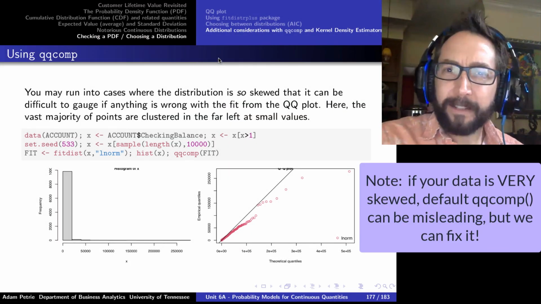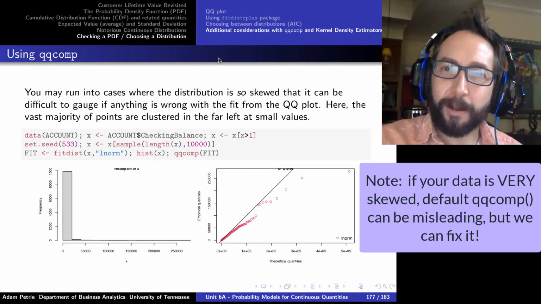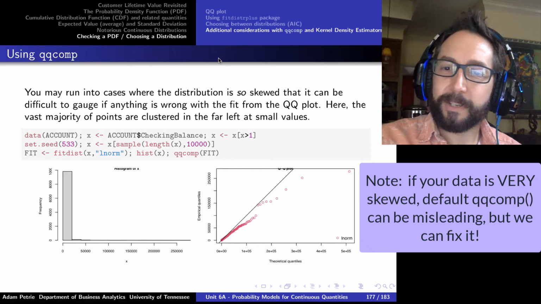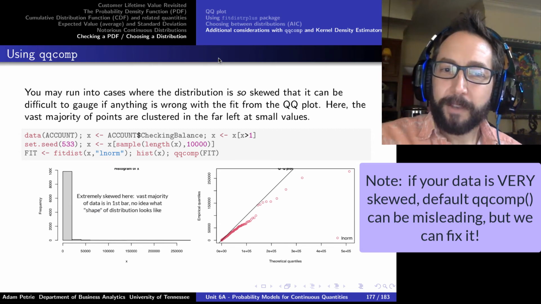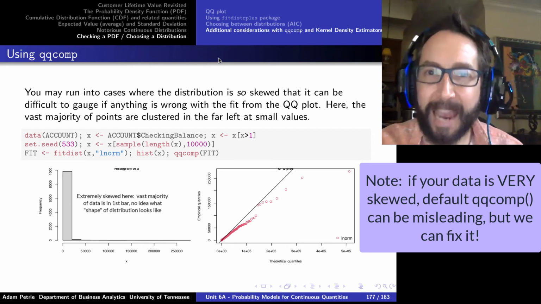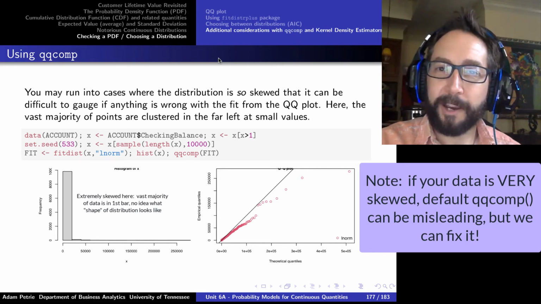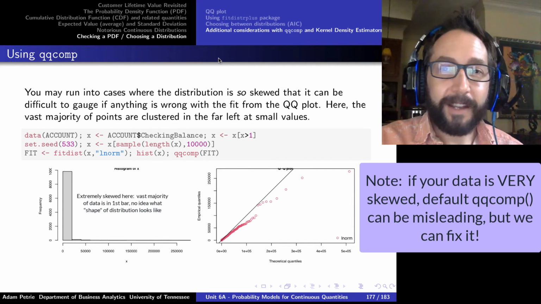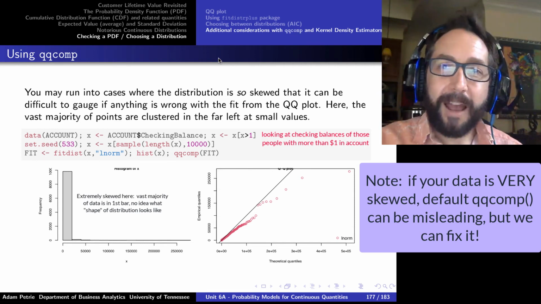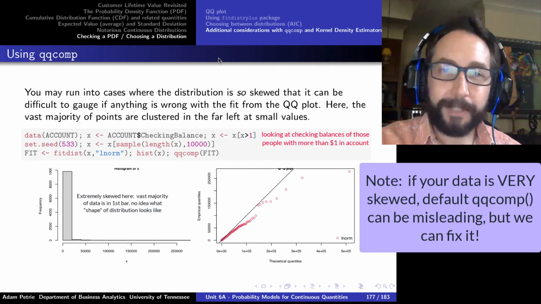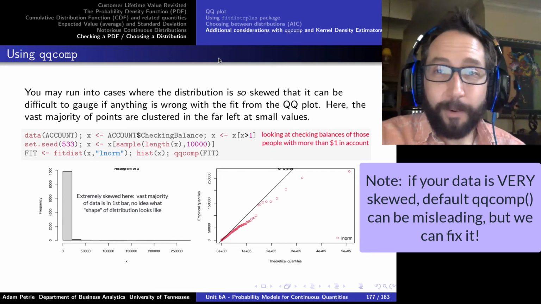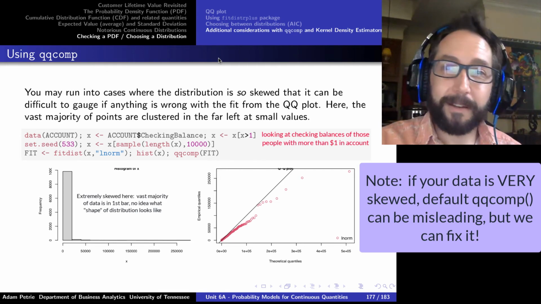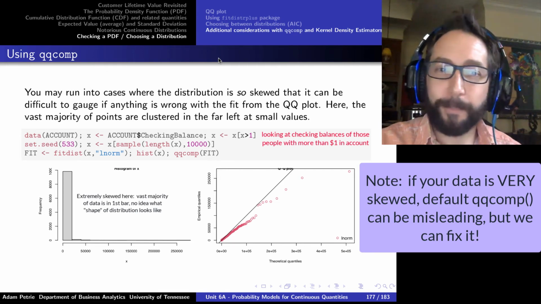All right, one little twist with using qqcomp that you want to be aware of is when you're dealing with very skewed distributions. One example is in the account dataset in the reg class library. If you look at a histogram of the amounts that people have in their checking balances, you see that the vast majority of people have checking account balances that are relatively small. There's a few outliers, so it's kind of hard to tell what the shape of the distribution is at all from the histogram because most of the values are in that very first bar.